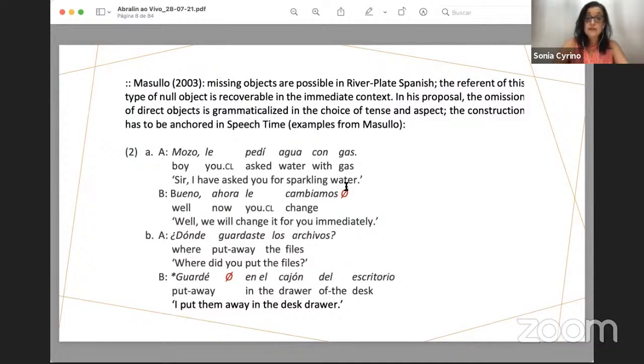Also, Masullo in 2003 says that missing objects are possible in River Plate Spanish, and the referent of these null objects can be recovered from the immediate context. And then he proposes that the omission of these direct objects is grammaticalizing the choice of tense and aspect. For him, the construction must be anchored in speech time. So these examples are from him. And so in River Plate Spanish, you could say something like, "Mozo, le pedí agua con gas."